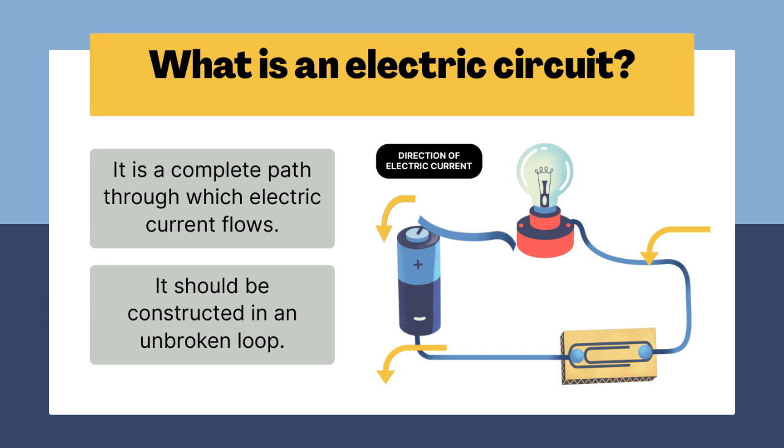This continuous loop is crucial because if the path is broken anywhere, the flow stops and the circuit won't work. Recognizing this unbroken loop helps us understand how electrical devices operate reliably. It ties into the overall theme of understanding how electricity moves and powers our everyday tools and systems.